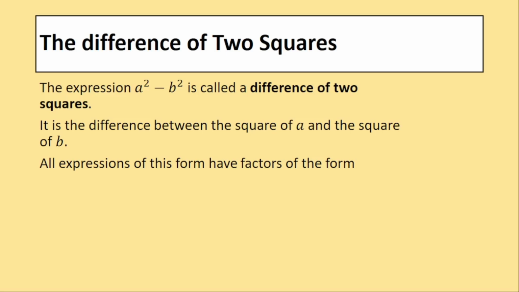All expressions of this form have factors of the form a minus b and a plus b, or a plus b and a minus b. So when you factorize a squared minus b squared, you're going to have two factors, and these two factors are a plus b and a minus b.